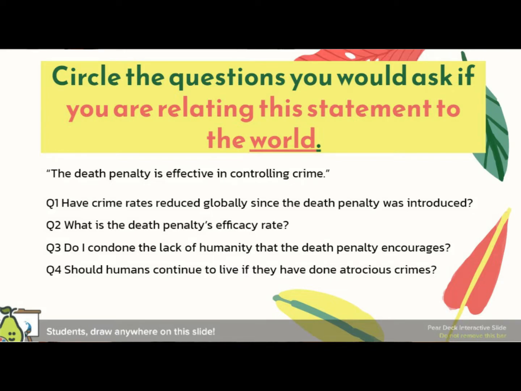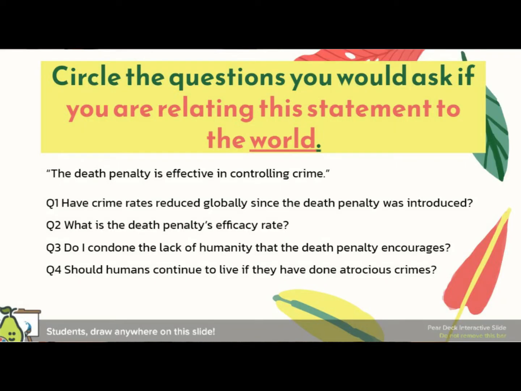Let's look at question 3. Is this text-to-world or self? Right, self. Does question 1 relate to yourself? No. What about question 2? No as well. Is that all? What about question 4? Should humans relate to self? Are you a human? Yes. So question 4 is a text to self question. The answers are question 1 and 2 only.